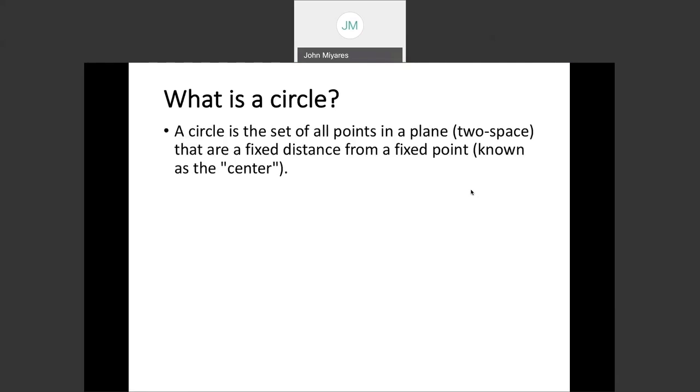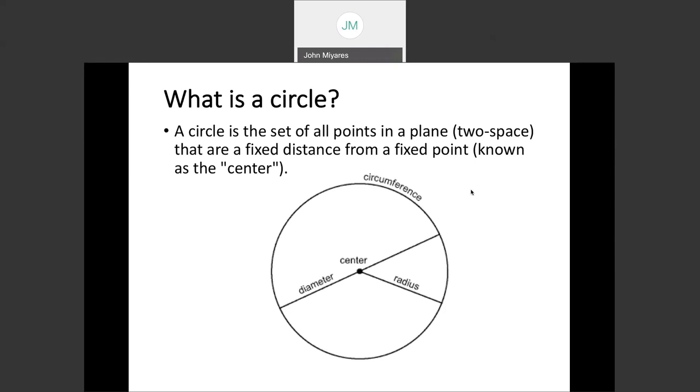A circle is a set of all points in a plane, which is a flat two-dimensional surface, that are a fixed distance from a fixed point known as the center. The distance from the center point to any point on the circle is called the radius, and the diameter is the segment that connects two points on the circle through the center point. Here we have a diagram showing the circle, marking the radius, the diameter, the center, and the circumference.